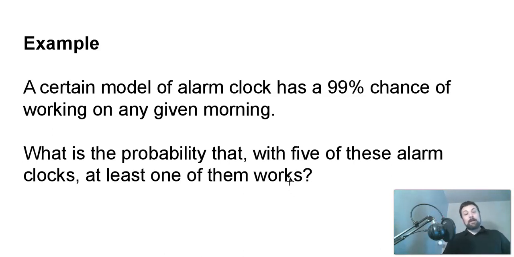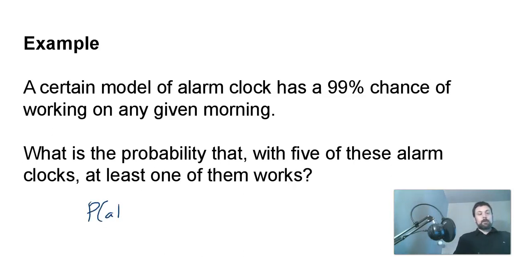Maybe 99.99% chance is not enough of an assurance for you, and you have to be very, very certain that you do not miss pushing this button. So you buy 5 of these alarm clocks. Now, if you're stuck on an island somewhere, you can't buy alarm clocks, but you rig up 5 independent alarm clocks that each have a 99% chance of working. What is the probability with 5 of these alarm clocks that at least one of them works?